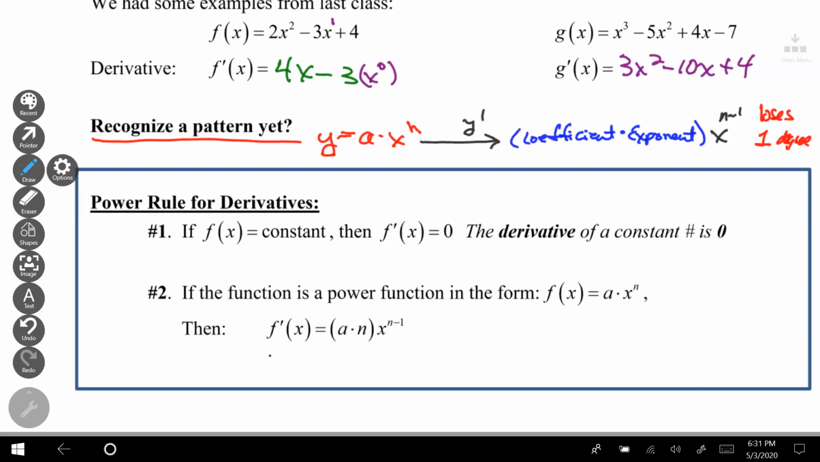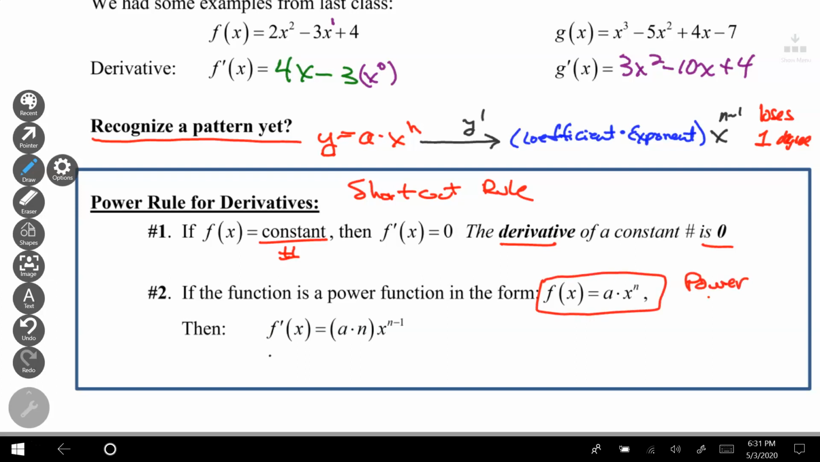So we have something called the power rule for derivatives, or what I'm going to call a shortcut rule. Instead of doing that long f of x plus h minus f of x over h and doing all those steps, we have two little easy things. One, if f is just a constant, if it's just a number, its derivative is equal to 0. So the derivative of 5 is 0. The derivative of negative 18 is 0. That's easy.